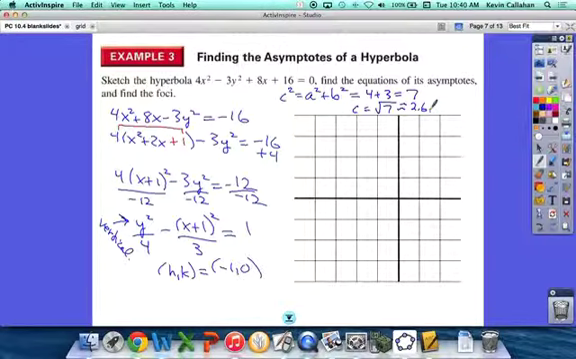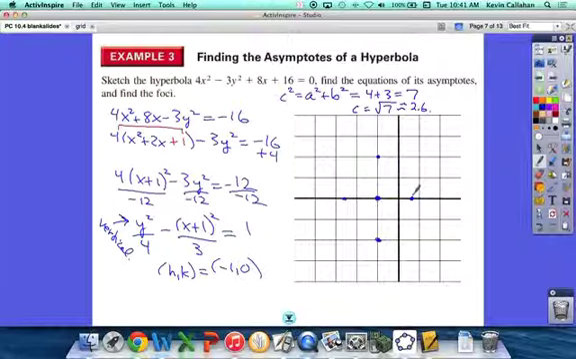Okay, so now we can sketch in everything. The center is at negative 1, 0, which puts it right there. The a is 2 because this is a squared. So we're going to go up 2 and down 2. We're going to go left the square root of 3 and right the square root of 3. What's the square root of 3? 1.7-ish, right? So that would put us about right there and there.